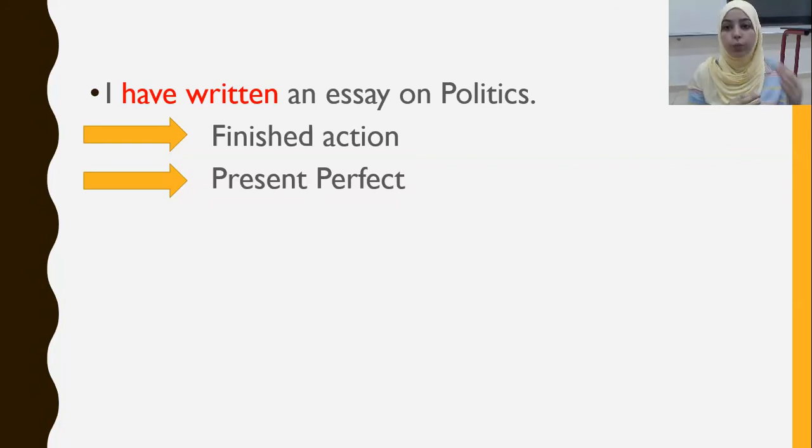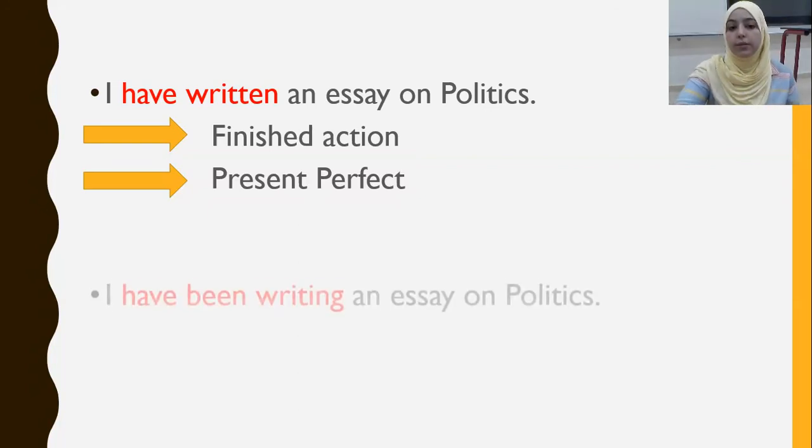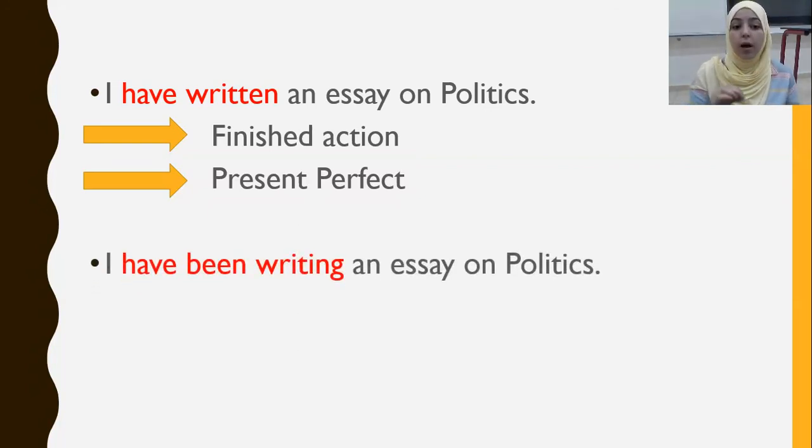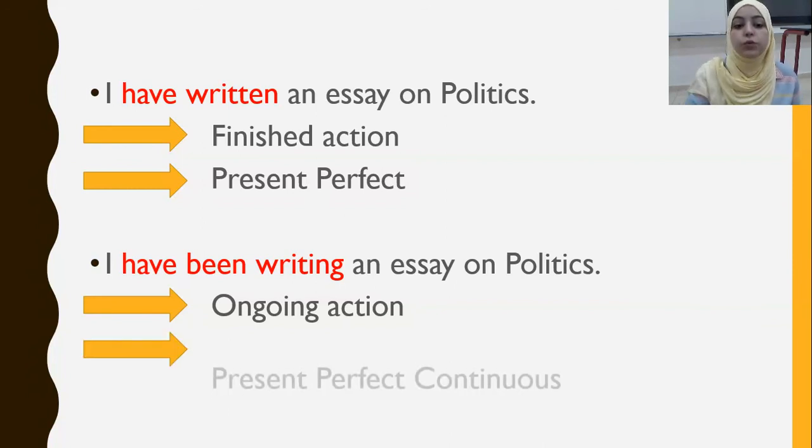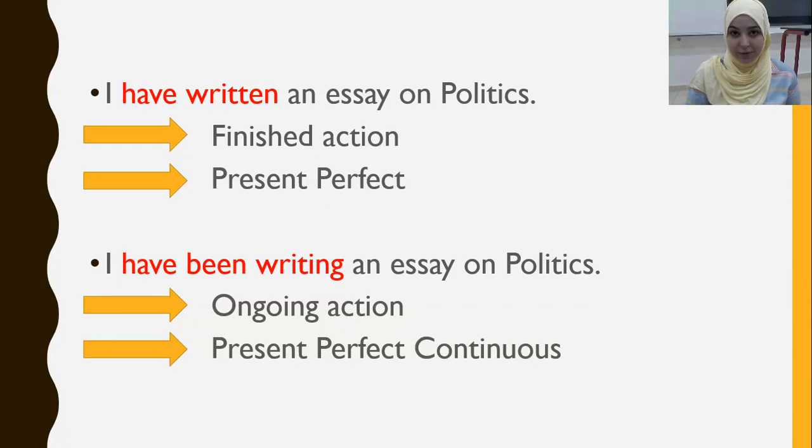I have written. But you can say the same sentence, I have been writing an essay on politics. Now, the meaning of this sentence is different, because when you say I have been writing, this means that this is an ongoing action. This means that you started writing in the past and you continued up until now. So this is an ongoing action, meaning that it is present perfect continuous.